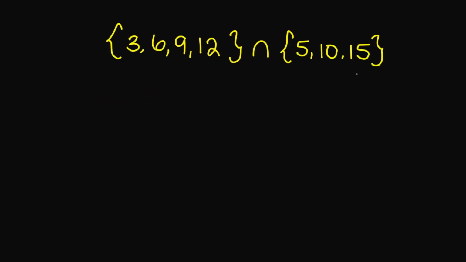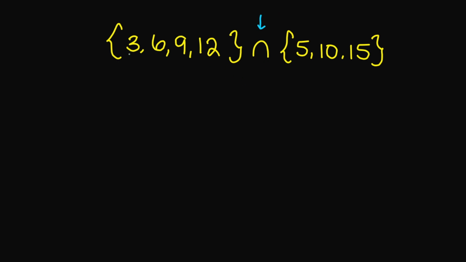Let's look at this example here. We have 3, 6, 9, 12 in my first set. My second set, I have 5, 10, 15. My symbol here looks like the letter N. This is my intersection symbol. So we need to find common elements between both my first and second set.